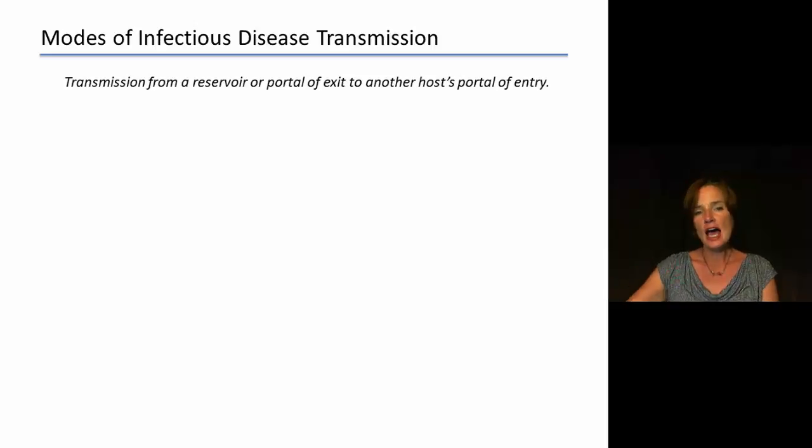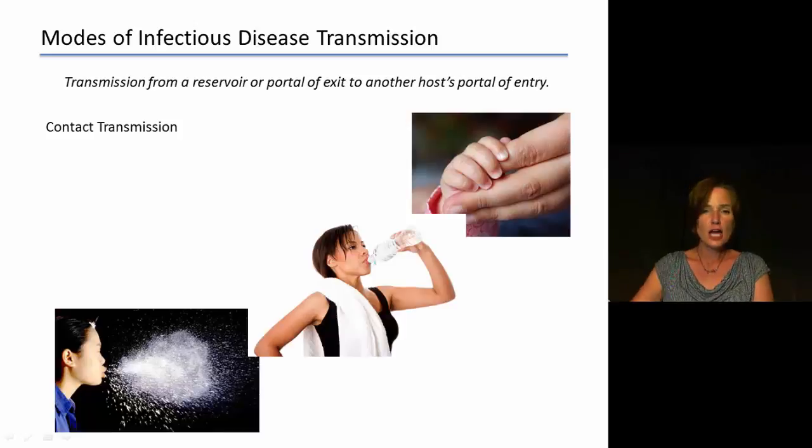If we talk about how infectious diseases are transmitted, transmission means spread from a reservoir or a portal of exit to another host portal of entry. There are a number of ways that this can happen. One of them is just contact transmission. You can see several examples of contact transmission on this slide here.